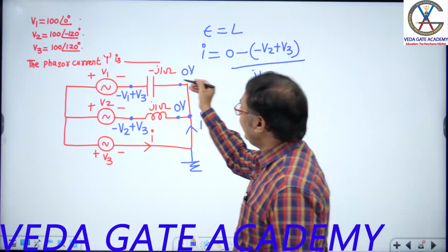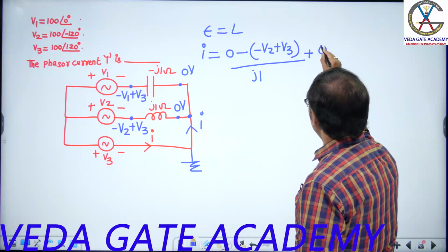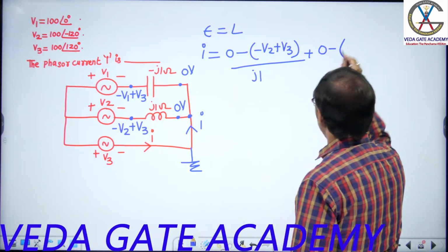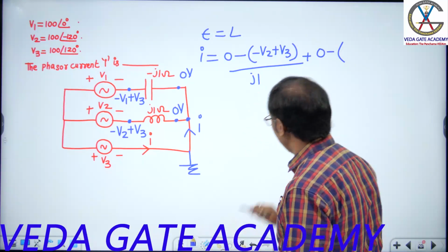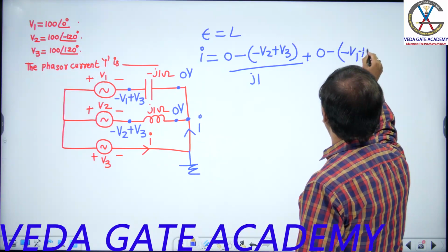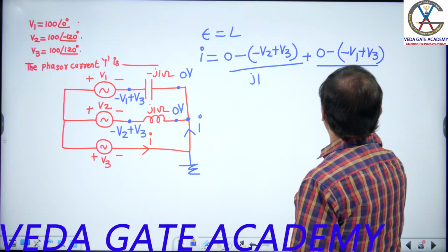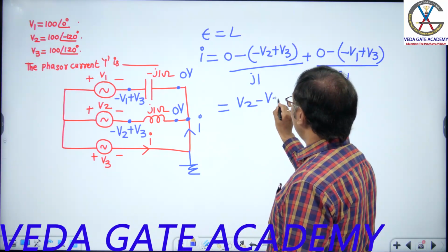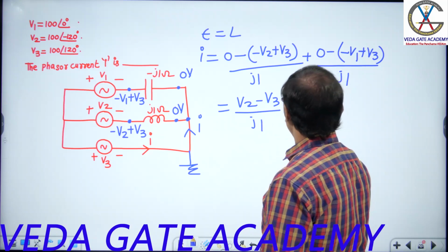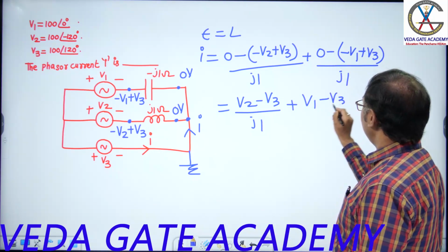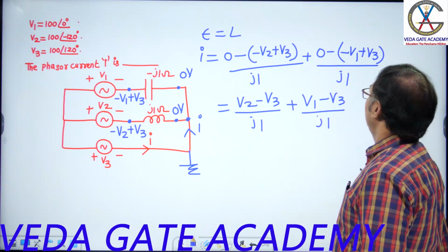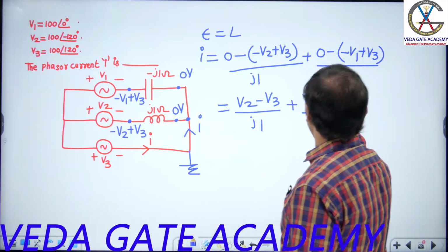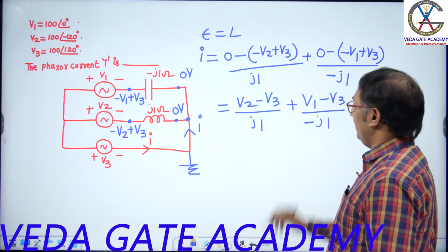Okay, next, what is current in this direction? 0 minus of minus V1 plus V3. Let me slide this down. Logo may disturb you. Minus V1 plus V3 by J1. Further simplification, sir. V2 minus V3 by J1 plus V1 minus V3 by J1. Sir, here it is minus J1, right? Yeah, this is minus J1. Therefore, this is minus J1.